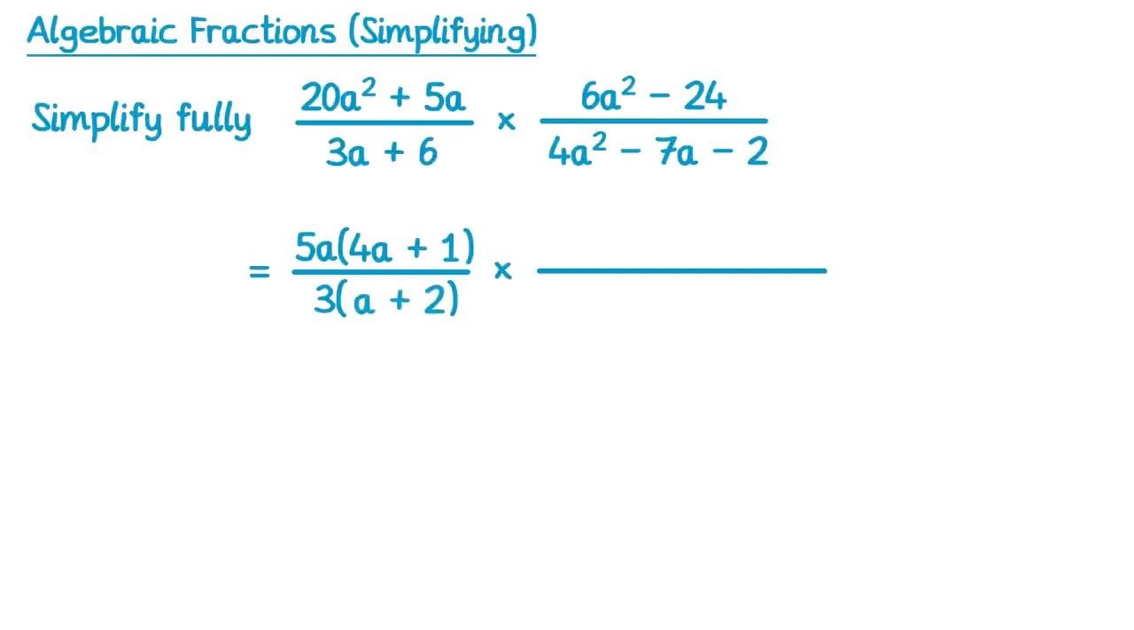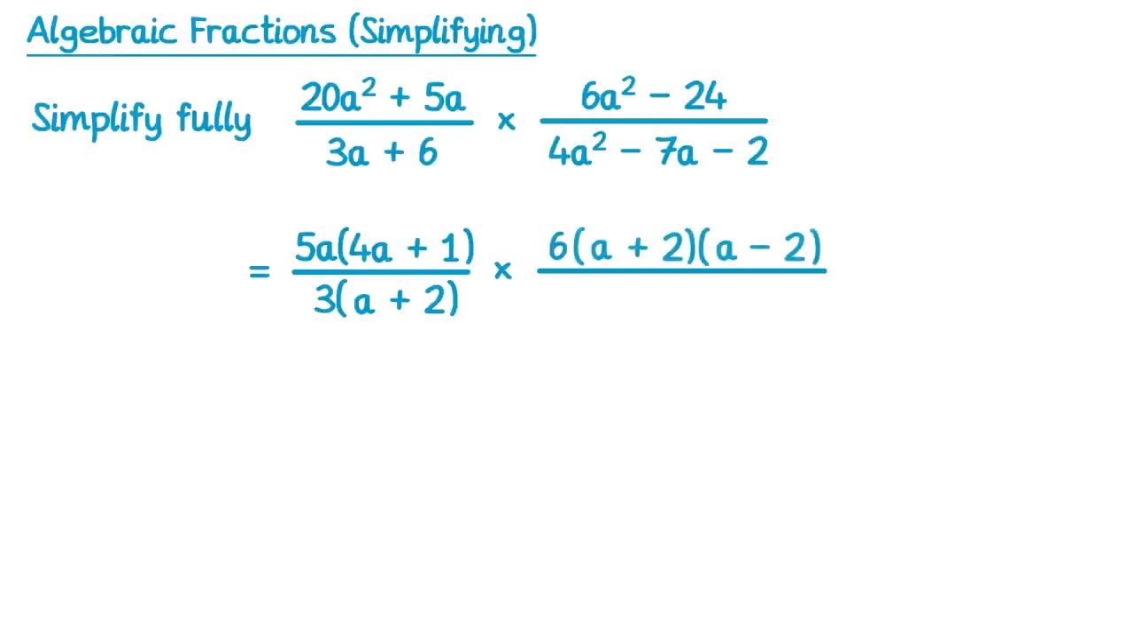Then if we move to the right fraction, we can factorize a 6 from the top, and then inside the bracket, we'd need a squared minus 4. Now if we look inside that bracket, we've got a squared minus 4, which is a difference of 2 squares. So we can factorize that again to give a plus 2, a minus 2.